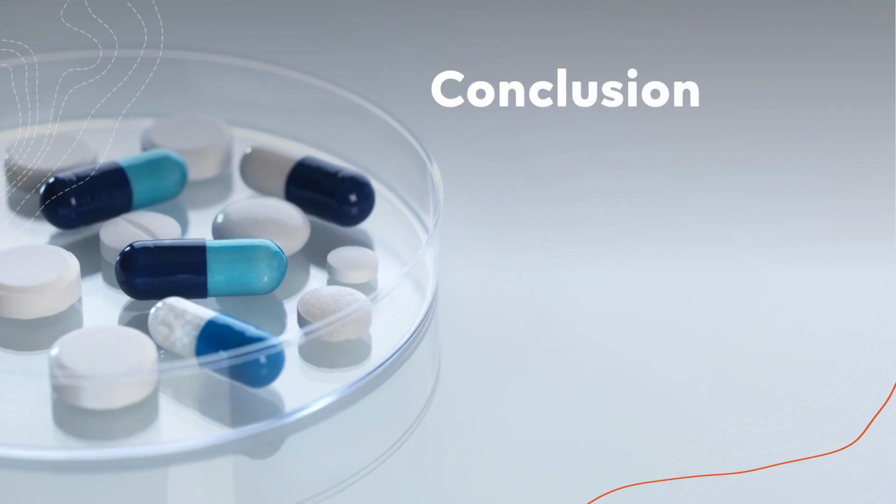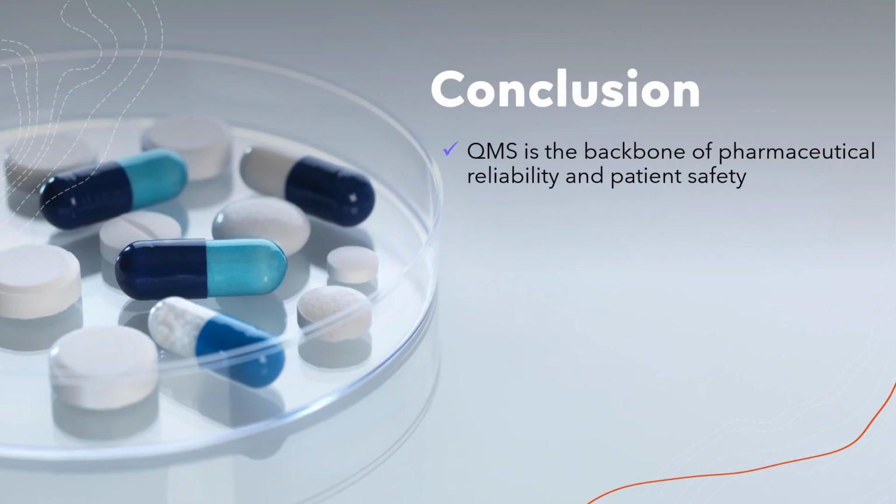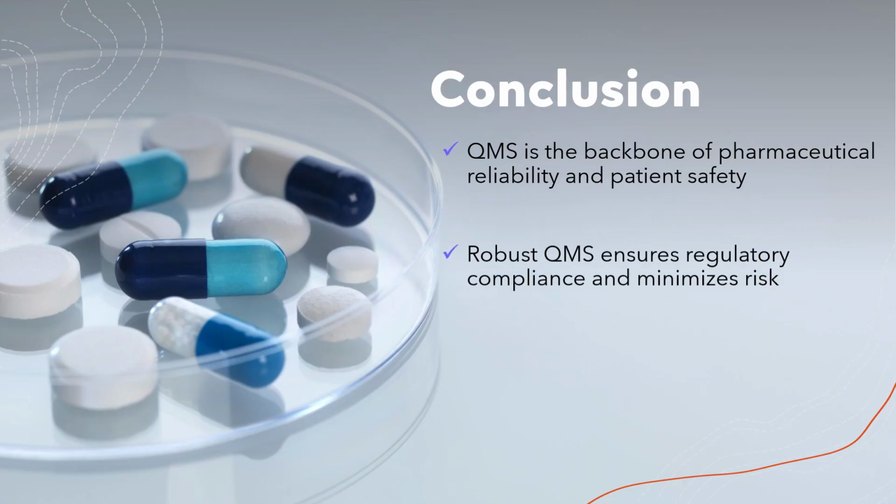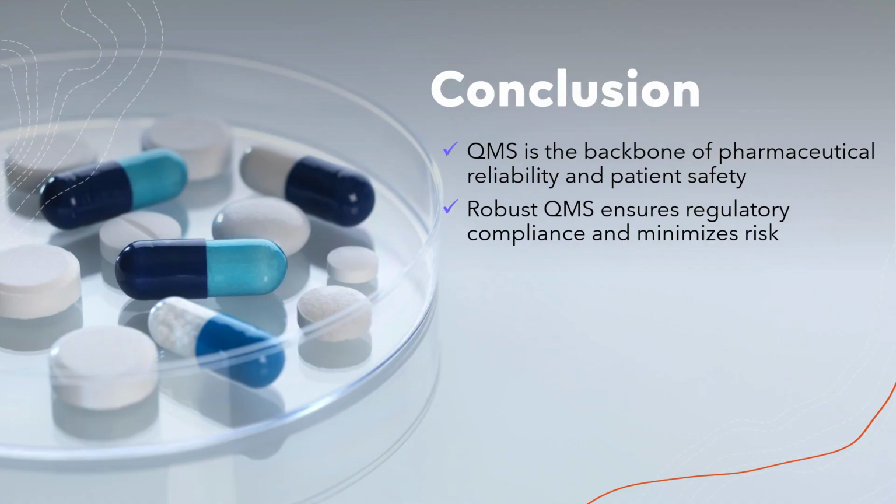So now we have discussed all the quality management system elements, so let's have some conclusion points. QMS is the backbone of pharmaceutical reliability and patient safety. A strong QMS ensures that every product is safe, effective, and consistent, directly supporting patient protection. Next, a robust QMS ensures regulatory compliance and minimizes risk. It aligns operations with global GMP standards and reduces the likelihood of errors, deviations, and regulatory findings.